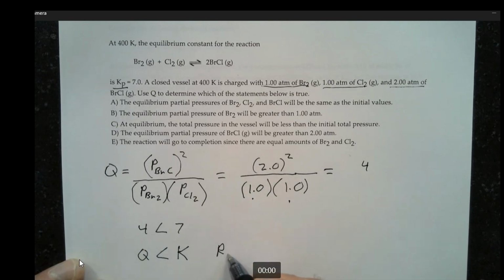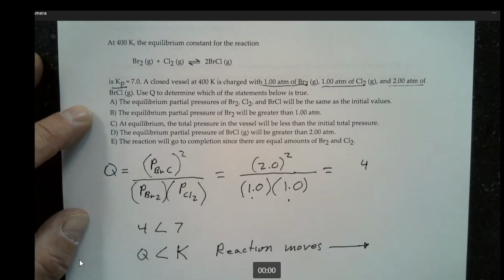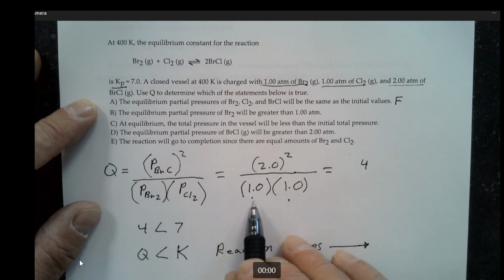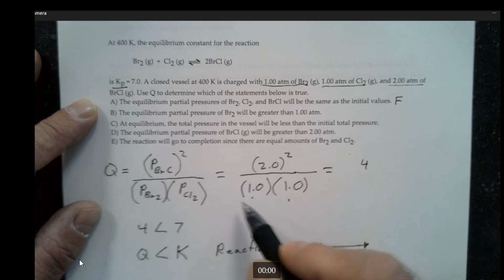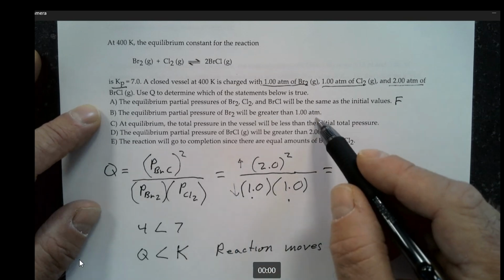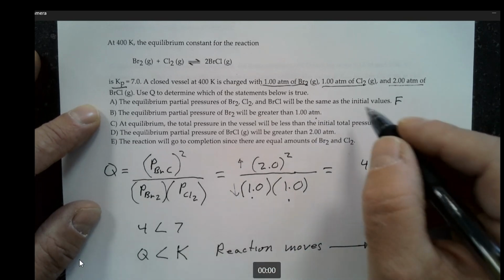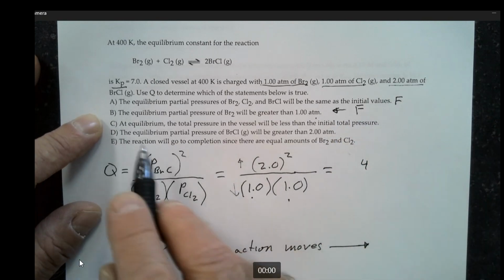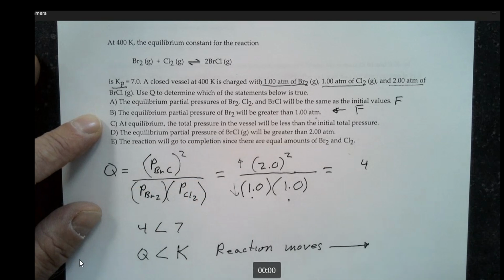So the other day we learned that that means that this reaction moves this direction. Products, we need more products. And then if we look at this, it has got to be false because we're going to burn some of these up moving in that direction. These are going to go down. That's going to go up. This would be true if the reaction went the other direction. That's false. At equilibrium, the total pressure will be less than the initial total pressure.